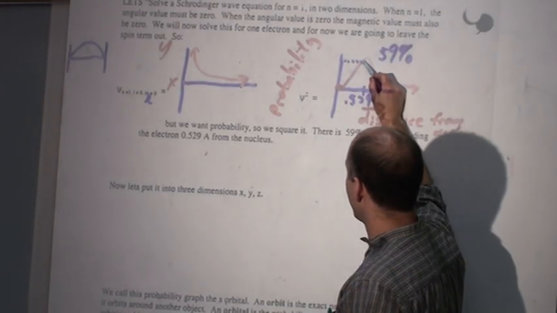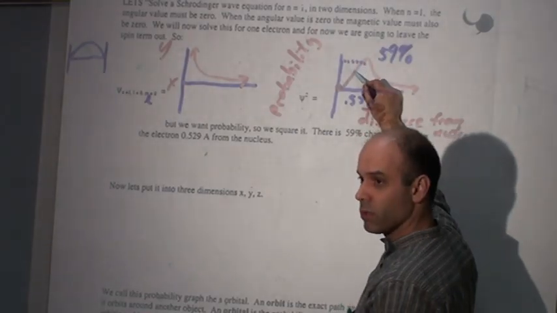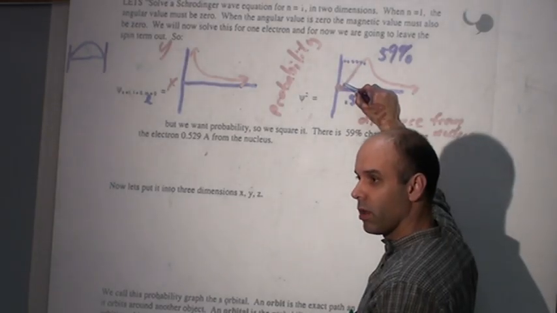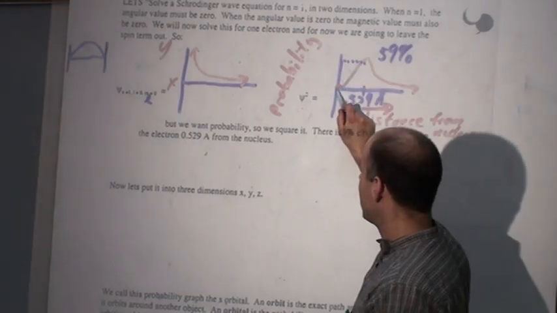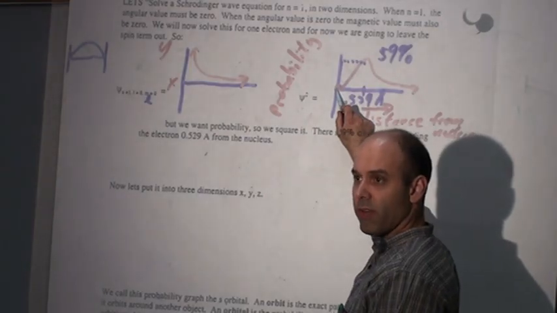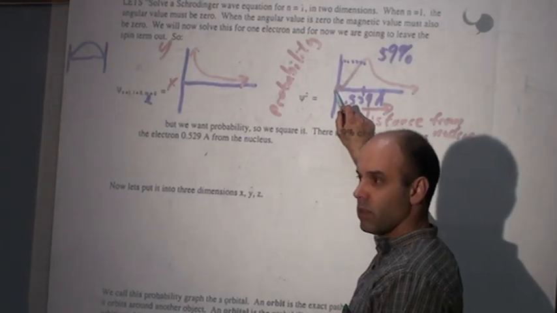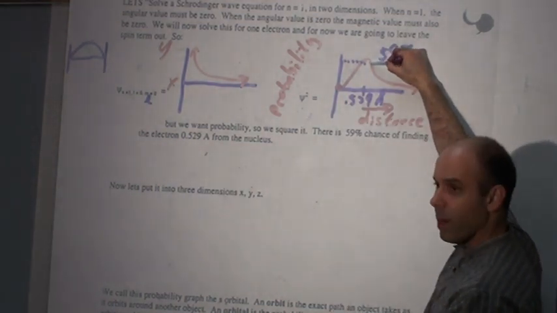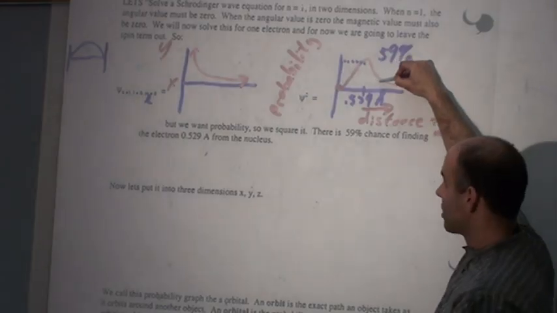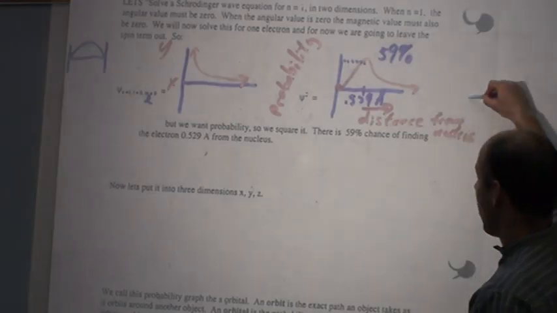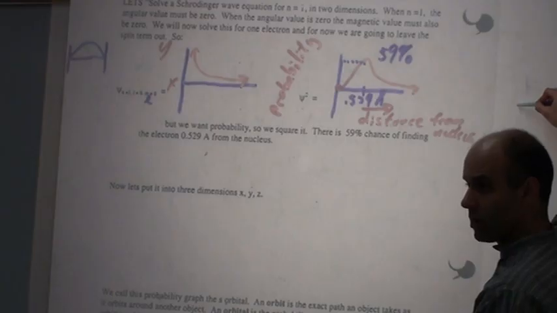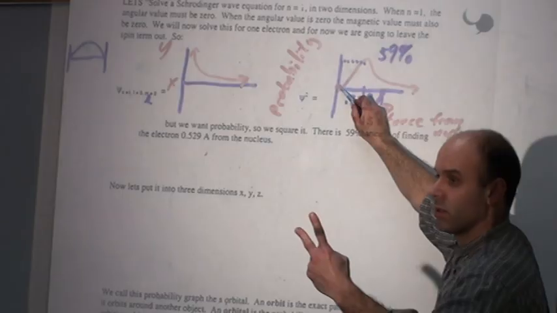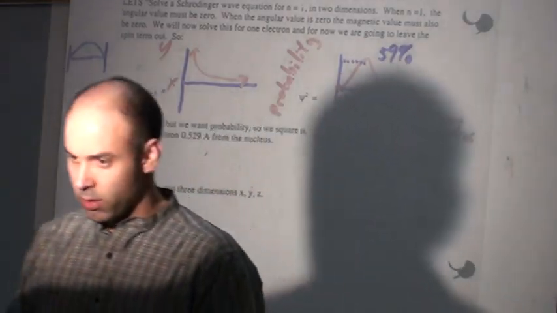What happens to the probability if I go closer to the nucleus? What happens to my probability? Does it go up or down? Down. What happens if I'm in the nucleus? What's my probability of finding the electron in the nucleus? 0. Okay? If I start to go farther away, what happens to my probability? It's less. And eventually, out at infinity, my probability is 0. So there are two places of 0 probability. The nucleus and at infinity.